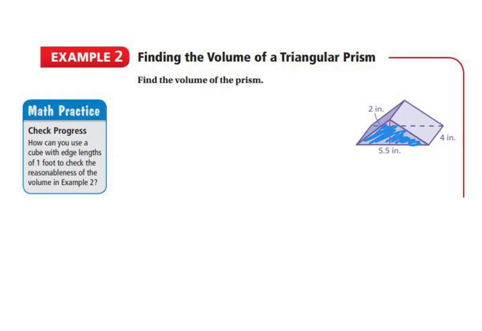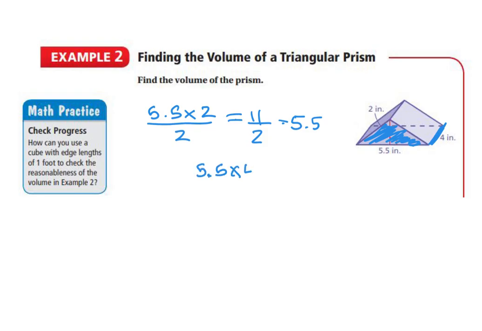So to find the area of a triangle base, we're going to take 5.5 times a height of 2, and we're going to divide by 2. 5.5 times 2 is 11, and 11 divided by 2 is 5.5. Our height would be the 4 inches, so 5.5 times 4 is going to end up being 22, and our label will be inches cubed.